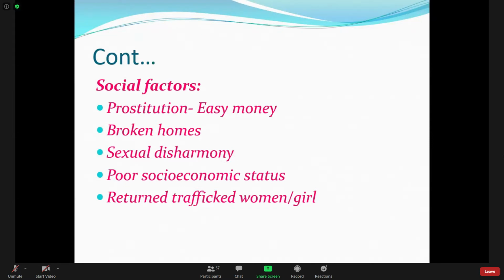And poor socioeconomic status. Poor socioeconomic status is mainly described or measured by three parameters: income, occupation, and education. If all are low, then they may indulge in bad behavior or bad company, and become a trafficked woman or girl. So these are the social factors.